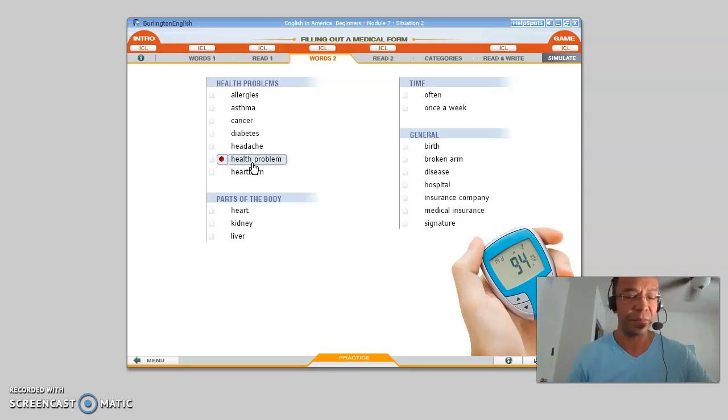Health problem. Heartburn. Parts of the body. Heart. Kidney. Liver.